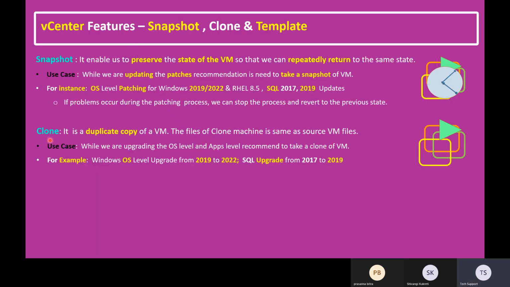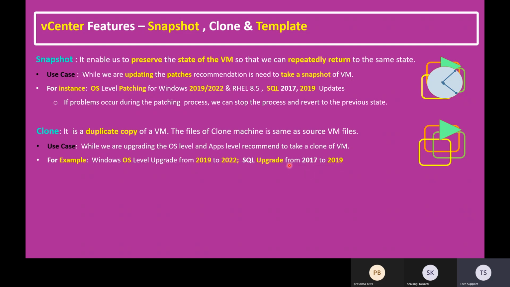So let's quickly recall the use case of a clone. While we are upgrading at the OS level or application level, it is recommended to take a clone. For example, a Windows OS level upgrade from 2019 to 2022. In today's session, I will show you how to upgrade Windows Server 2019 to 2022. And a similar use case you can also do for any application. I just gave one example of a database application, SQL. So SQL upgrade from 2017 to 2019.